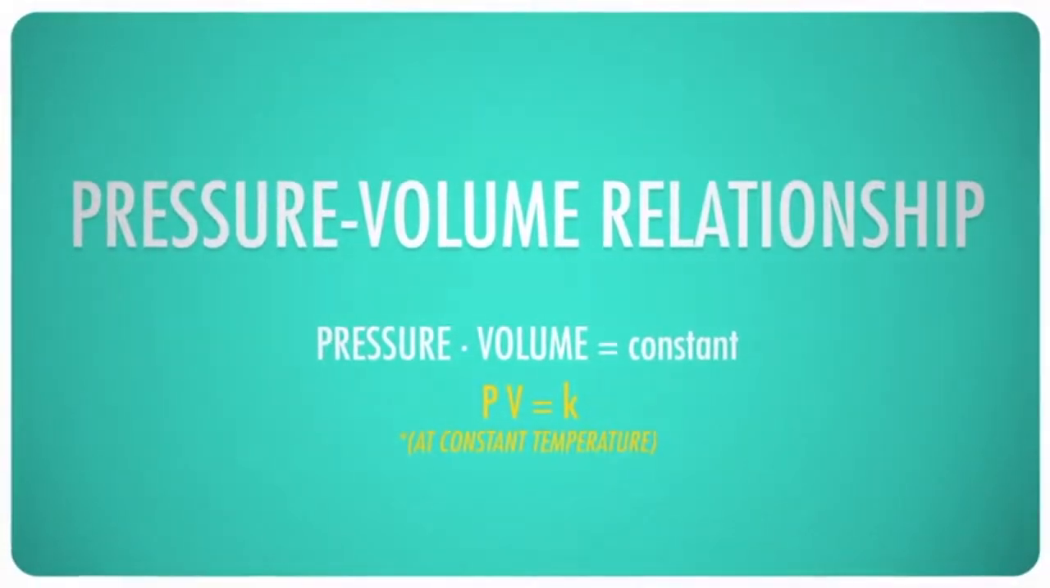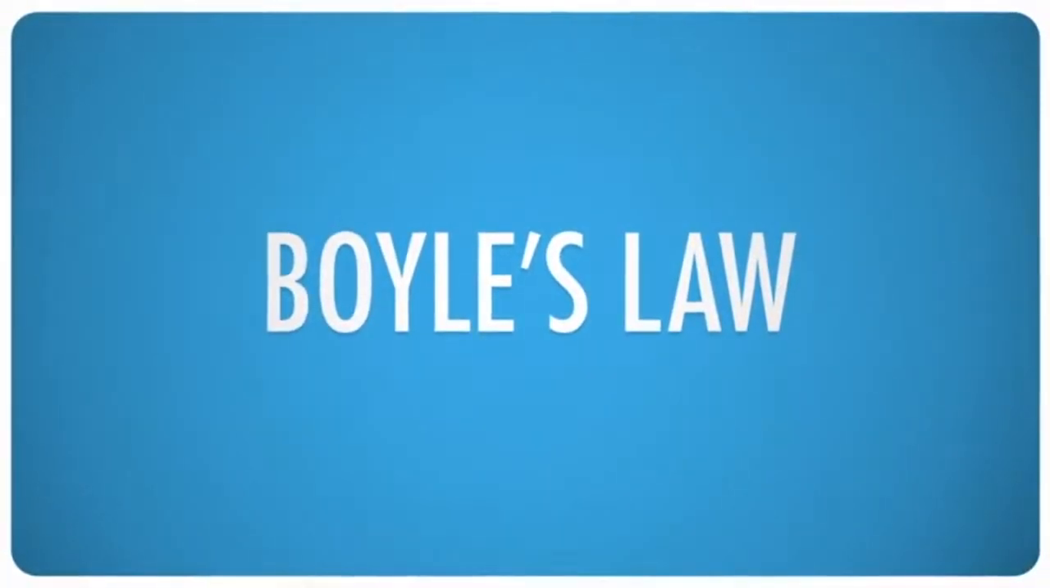The relationship here is a simple one. When you multiply the pressure and the volume together, you get a constant. As long as the temperature and the amount of gas stays the same, so does that constant. It's called Boyle's Law, and it was a pretty big deal back in the 1600s. It's also one of the greatest scientific misattributions of all time.